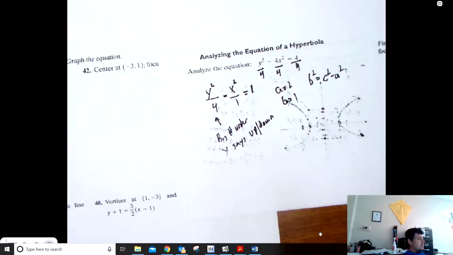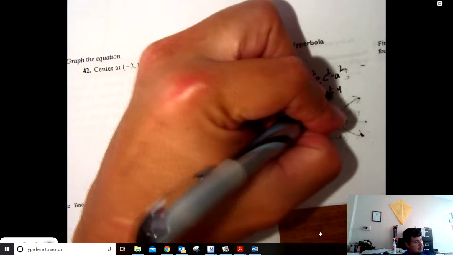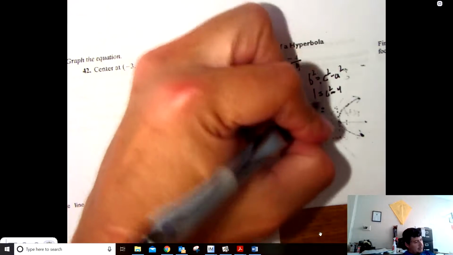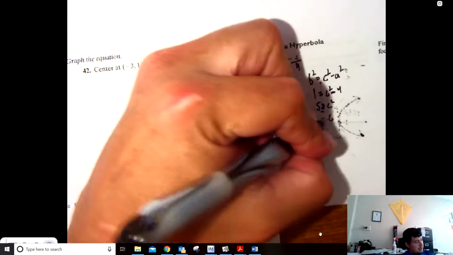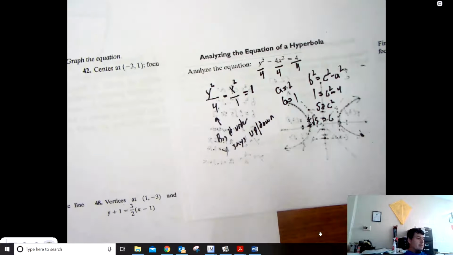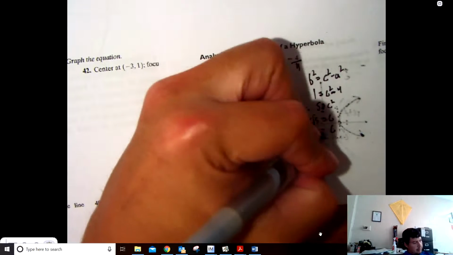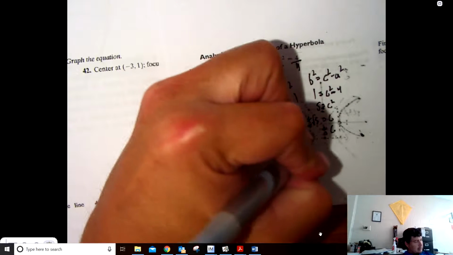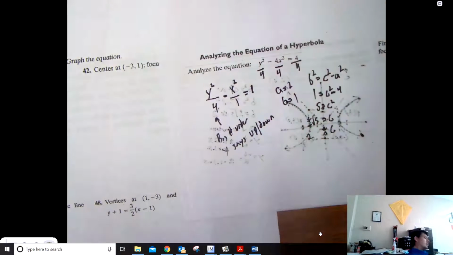We just plug the stuff in. So that'd be 1 equals C squared minus 4. That's 5 equals C squared. So C is plus or minus the root of 5, which is like 2.25. I'm going to check that. It's probably 2.23. 2.23.